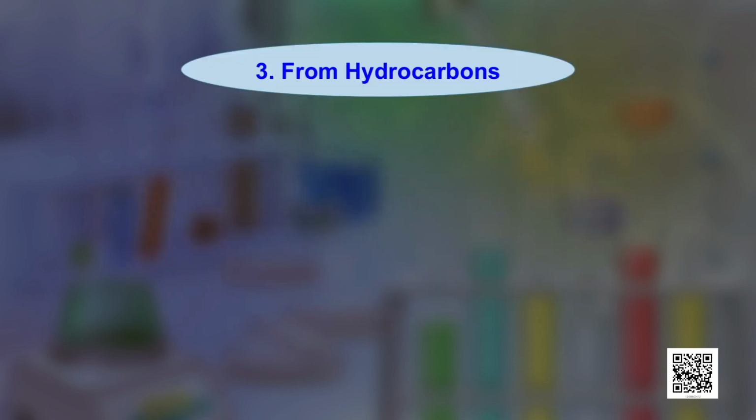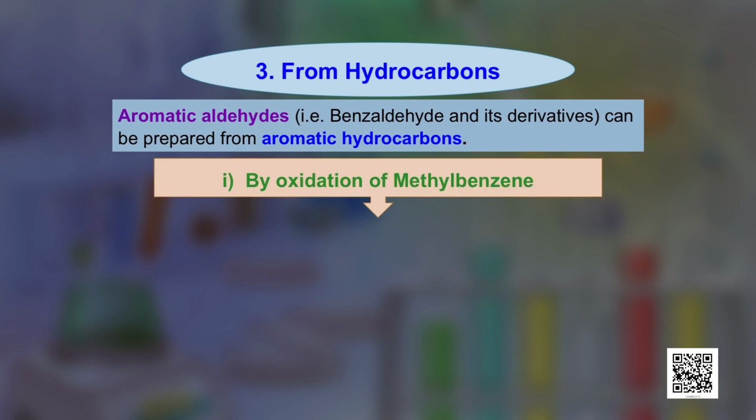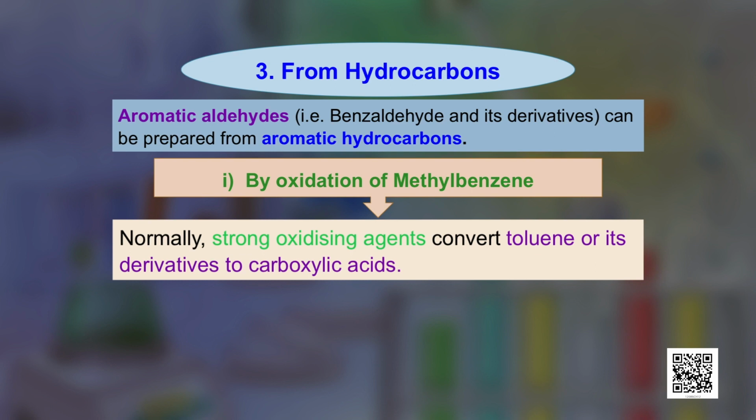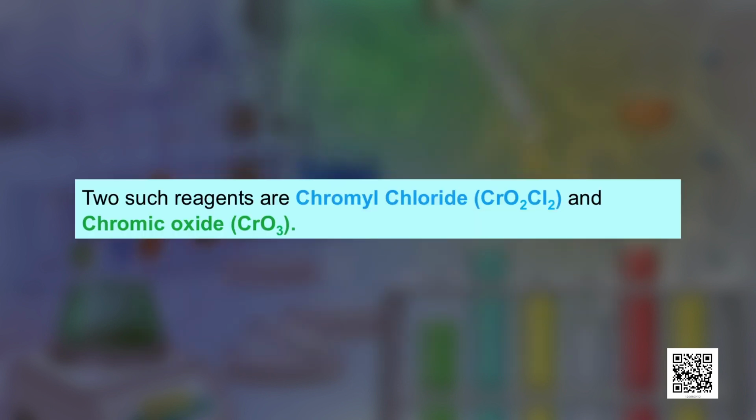Third method is from hydrocarbons. Aromatic aldehydes, that is benzaldehyde and its derivatives, can be prepared from aromatic hydrocarbons. The first method is by oxidation of methylbenzene. Normally, strong oxidizing agents convert toluene or its derivatives to carboxylic acids, but with suitable reagents, this oxidation can be stopped at the aldehyde stage also, as the intermediates formed with them are difficult to oxidize further. Here we will consider two reagents for this, which are chromyl chloride, that is CrO2Cl2, and chromic oxide, CrO3.